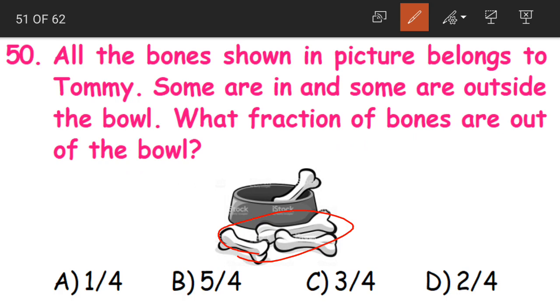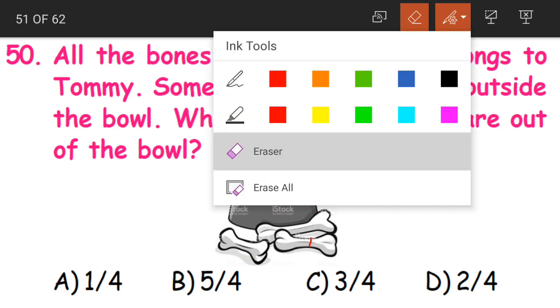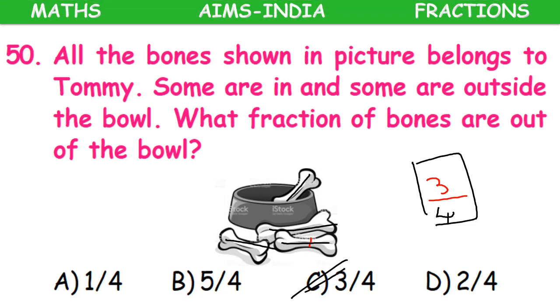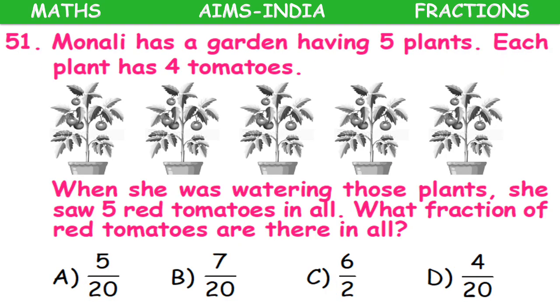Now outside of the bowl, how many bones do we have? 1, 2 and 3. So 3 becomes our numerator. Divided by what will be the denominator, children? The total number of bones. Yes, we have to count all the bones together. It would be 1, 2, 3 and 4. So 4 becomes our denominator. So what is our fraction, children? Option C, 3 by 4 is our fraction of the bones that are out of the bowl.